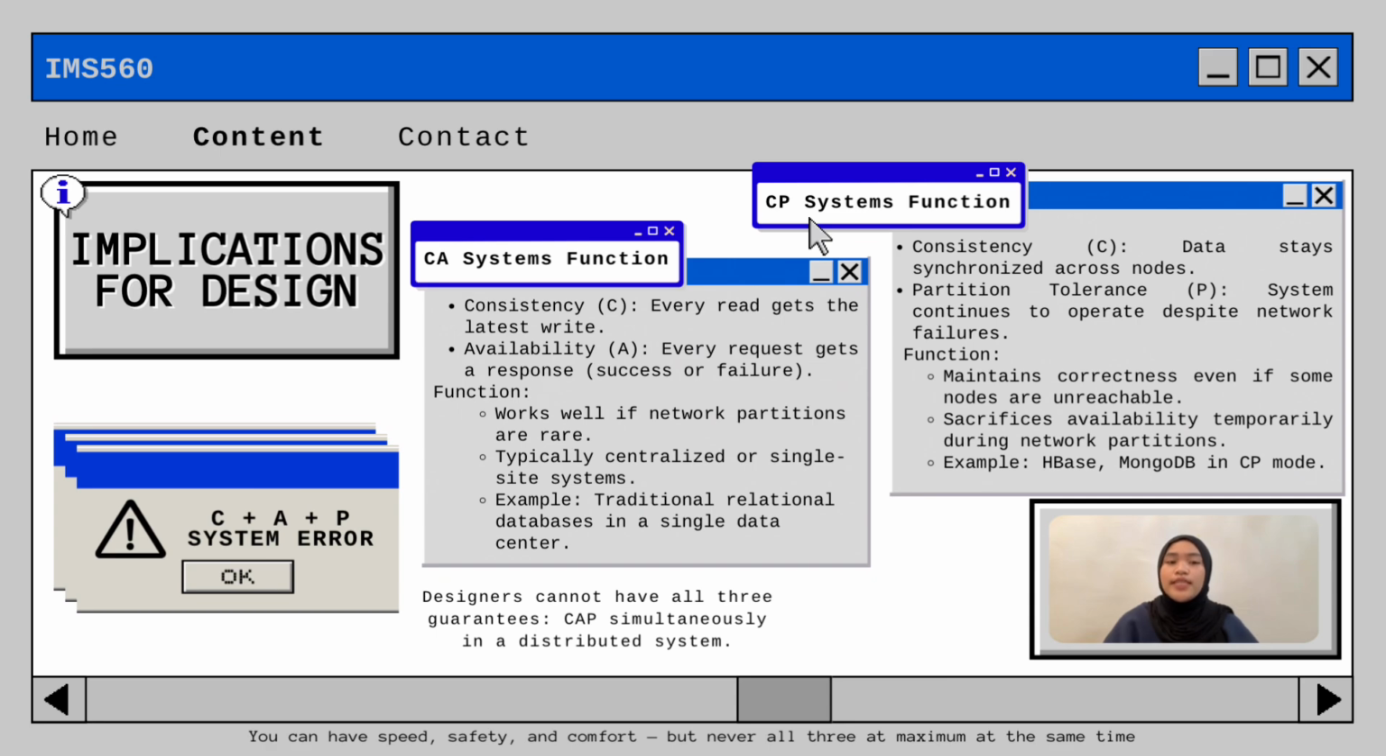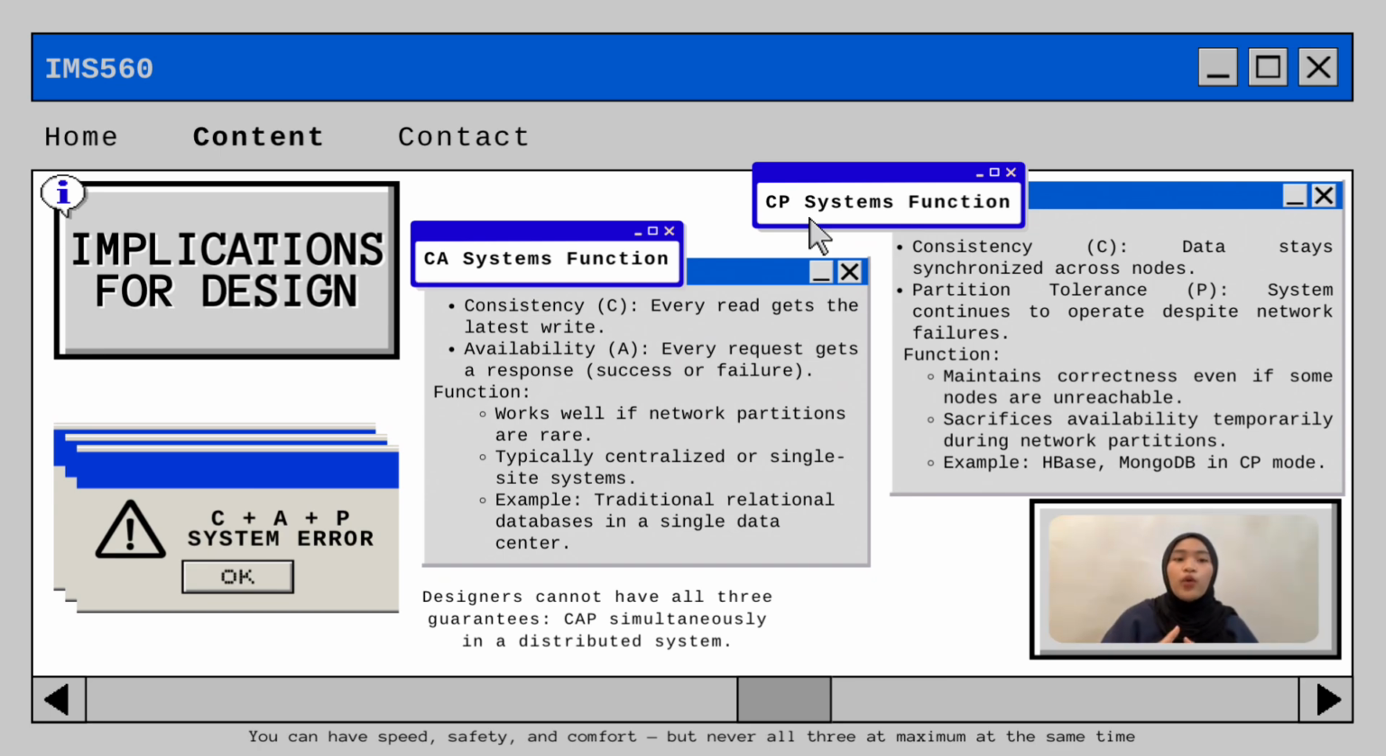The function of a CA system is that it works well if network partitions are rare. The second point is that it is typically a centralized or single-site system, such as a traditional relational database in a single data center. Next is the CP system function. It maintains correctness even if some nodes are unreachable, and it sacrifices availability temporarily during a network partition. Examples are HBase and MongoDB in CP mode.